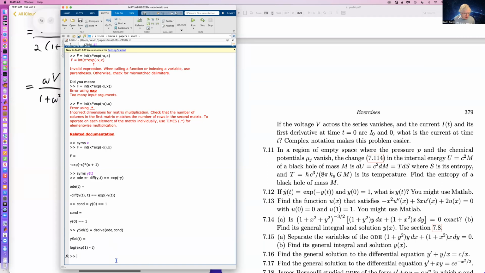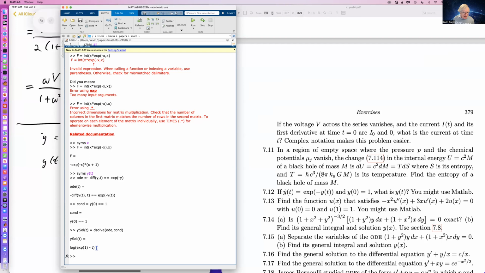And so there is the solution. And this is a funny sort of solution. The solution is log of e to the 1, which is just e, minus t. So the solution that it's giving for this case, in other words, if the differential equation is y dot equals minus e to the minus y, and y of 0 is equal to 1, then the solution is y of t equals log of e minus t, which is a kind of weird expression.